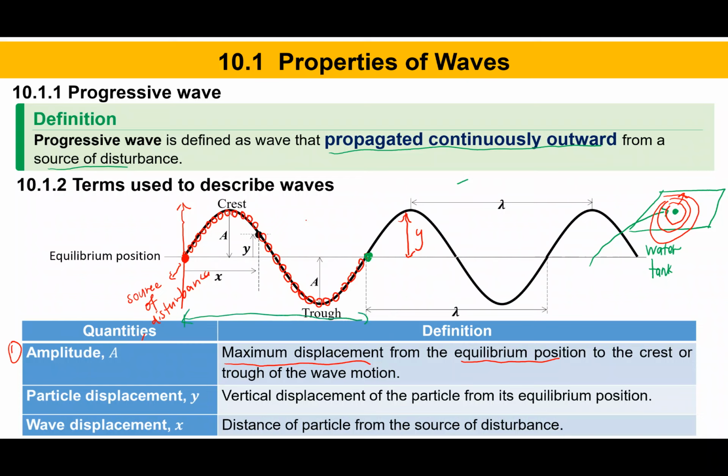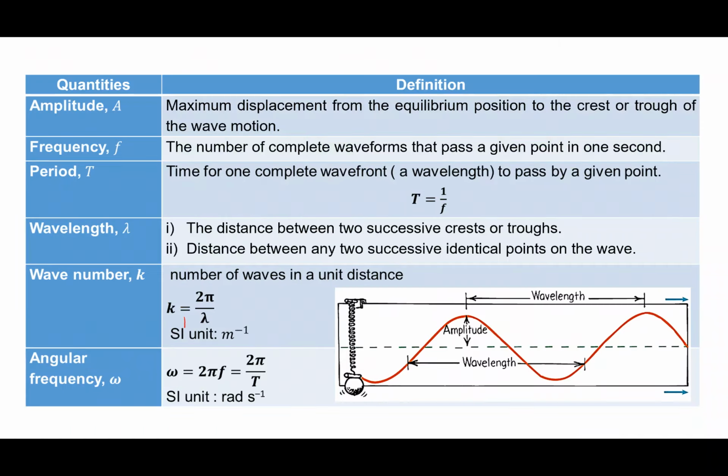If this is particle of interest, so itu adalah wave displacement which is X. Yang itu kita ukur daripada source of disturbance. Kalau you nak kira dia punya displacement particle daripada equilibrium position, dia adalah Y. So you kena tahulah Y dengan X tu apa. Okay, next itu adalah amplitude. Ni tadi kita dah cerita lah.